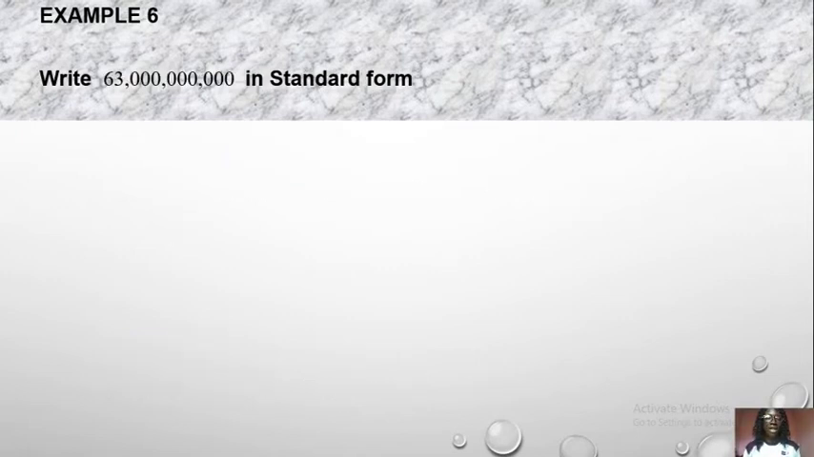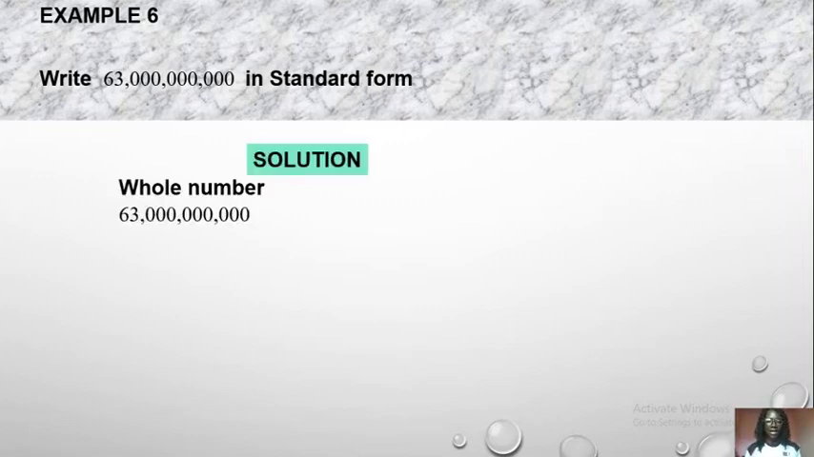Here we have 63 billion. We want to write 63 billion in standard form. This is very simple. For billion, we have 9 zeros, but we have to count 3 as 0 when we put our decimal point. So meaning that we have 10 zeros. And writing this, we're going to have 6.3 times 10 to the power of 10. Okay, so let's see our answer.